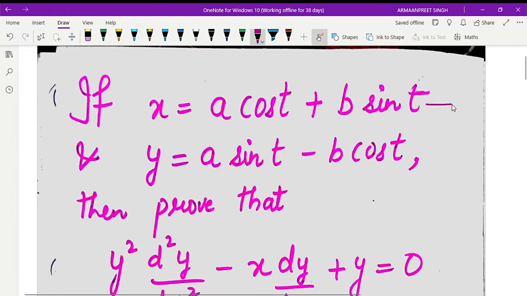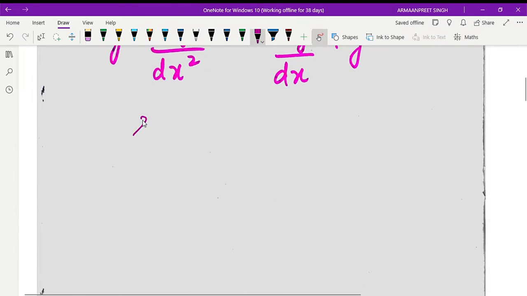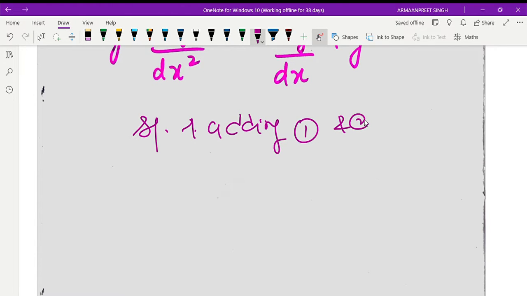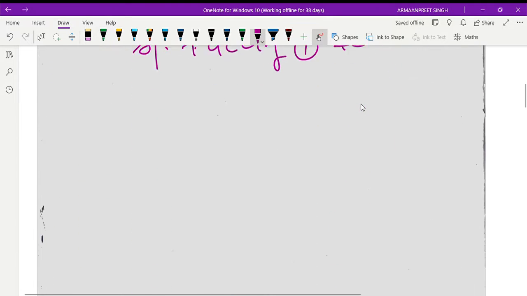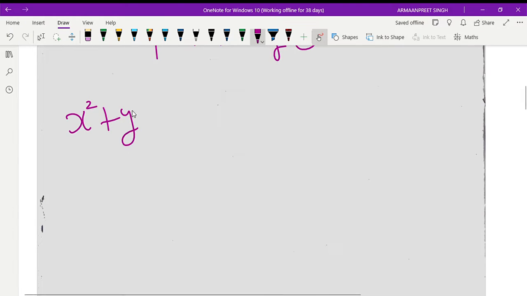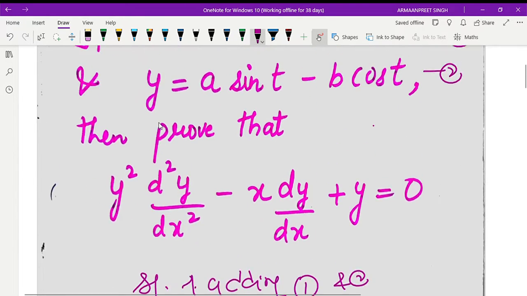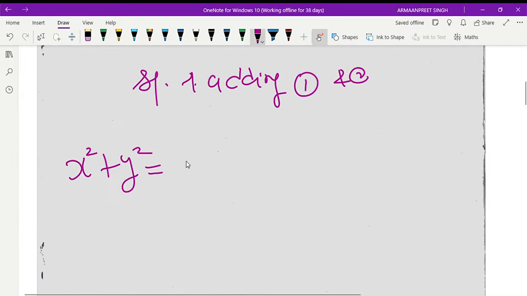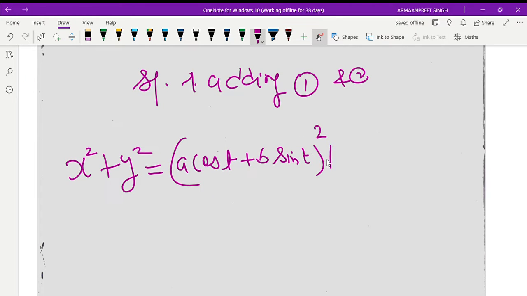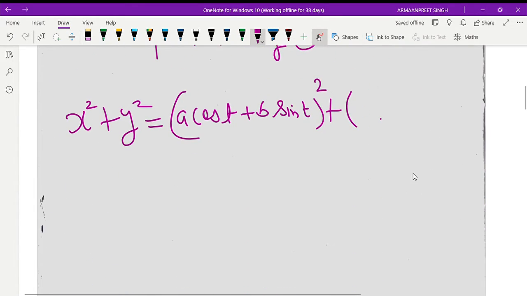It is number 1 and it is number 2. So squaring and adding 1 and 2, x square plus y square is equal to, the first value is a cos t plus b sin t, so a cos t plus b sin t and whole square, and the second value is a sin t minus b cos t, a sin t minus b cos t.